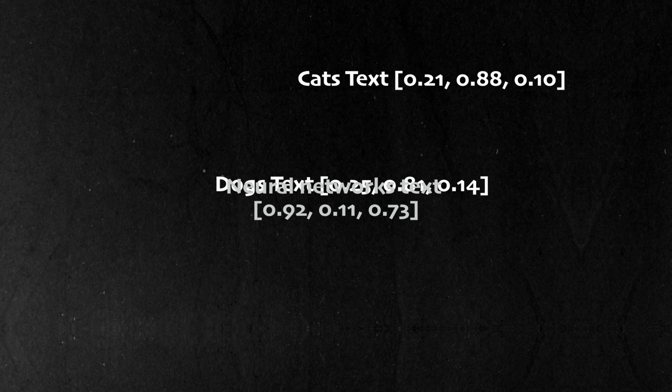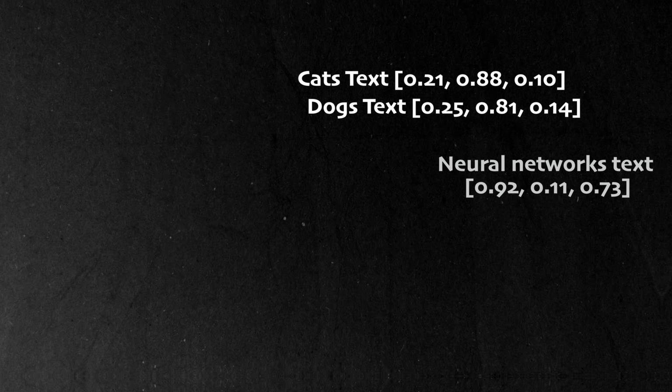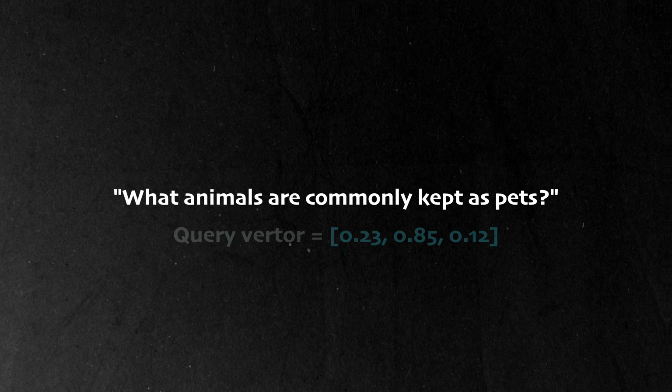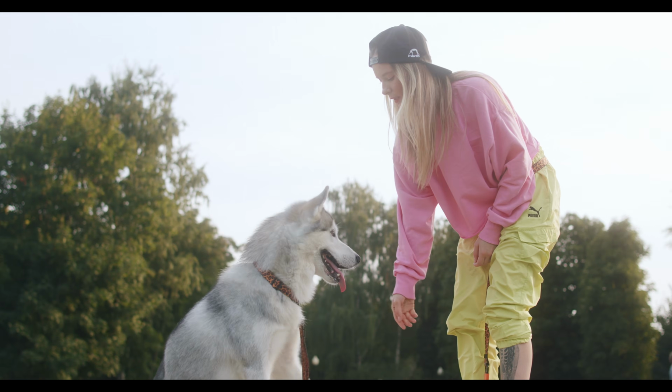During indexing, the embedding model converts each chunk into a vector. The cat and dog vectors will sit right next to each other on our map, because they're both about pets. So if you ask what animals are commonly kept as pets, that question becomes a vector too. Now the vector database calculates similarity between the query vector and each vector it stores. The system then selects the top results. In our example, the retrieved chunks are the cats and dogs text. The neural network chunk is ignored because it's semantically far away.